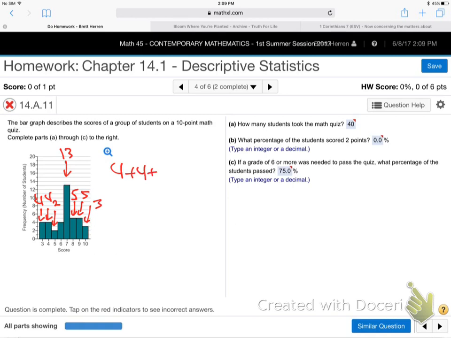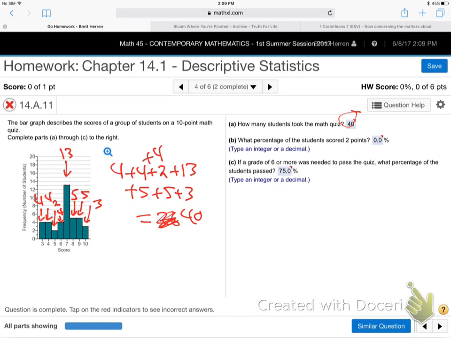4 plus 4 plus 2, plus 13, plus 5, plus 5, plus 3. I get 36. I'm only getting 36. Am I missing something? Oh, I missed this number right here, this extra 4. There we go. 40. Yeah, that was the answer. 40. All right, next question.